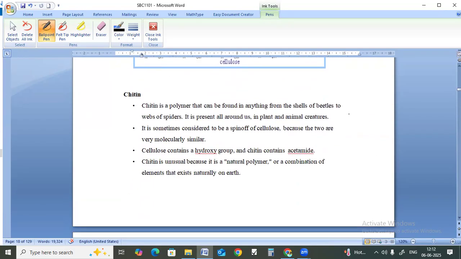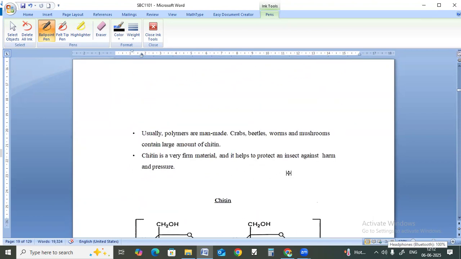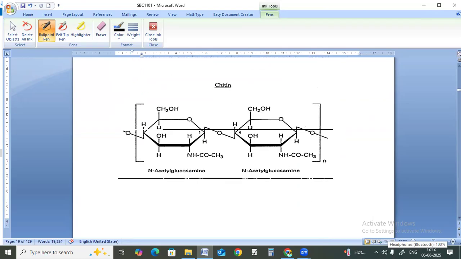Next, coming to the chitin. Chitin is a polymer that is mainly made up of glucosamine units. Here you can observe N-acetyl glucosamine. These are the units of chitin, N-acetyl glucosamine.